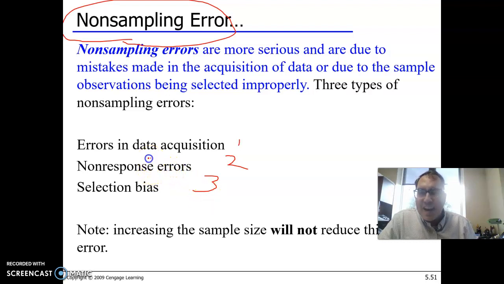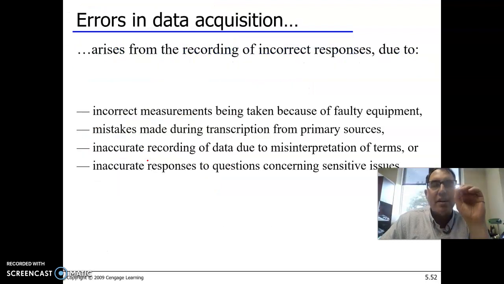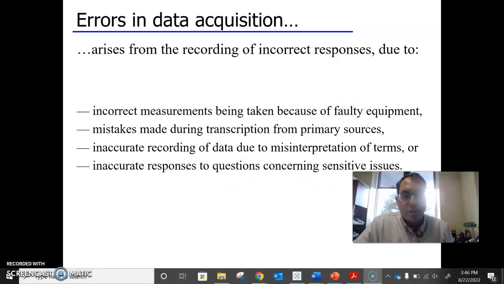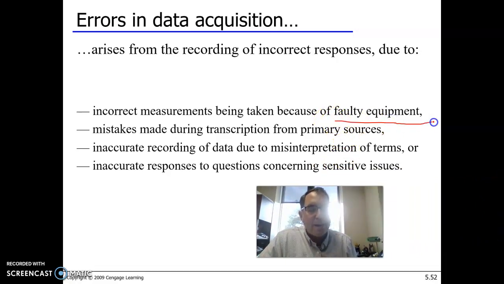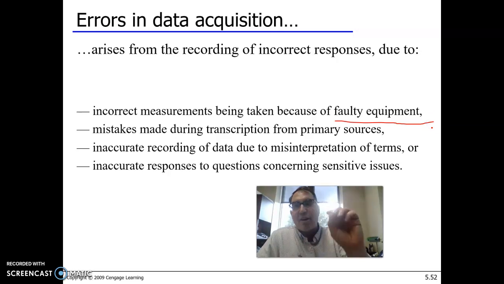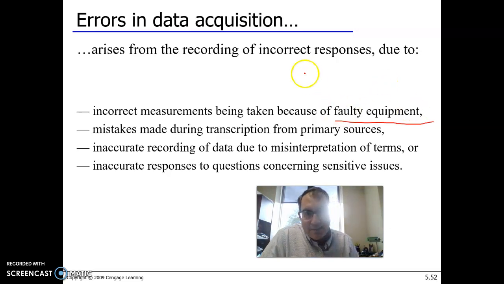The first one is errors in data acquisition. Errors in data acquisition is errors that arise from you acquiring your data. If I'm taking a sample of the weights of college students, but I have faulty equipment, maybe I have a bad scale, maybe it's off by 8 pounds. Well, me sampling more isn't going to fix it. I have an error in data acquisition. If I give a paper survey and then I type it into Excel, well, there could be an error made, and that's an error during transcription.